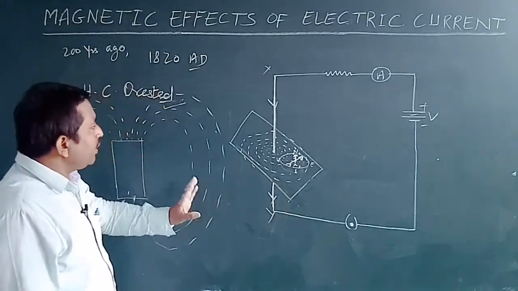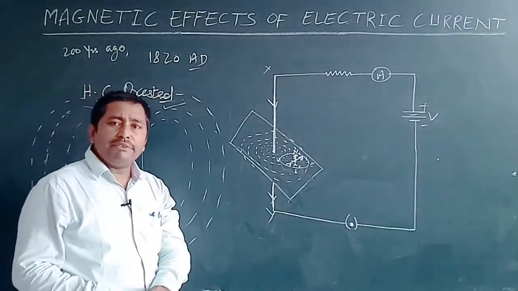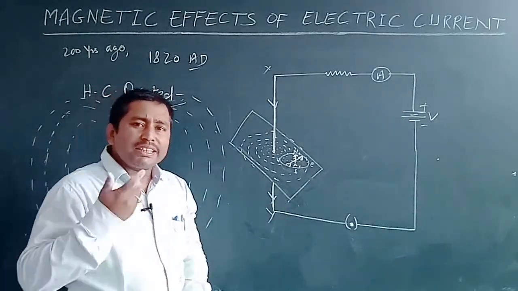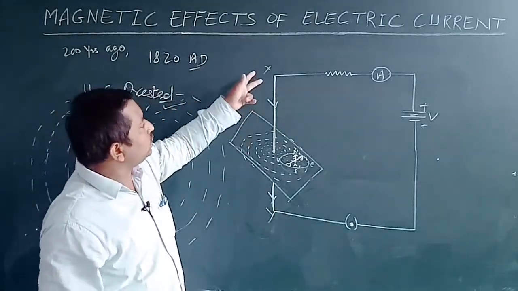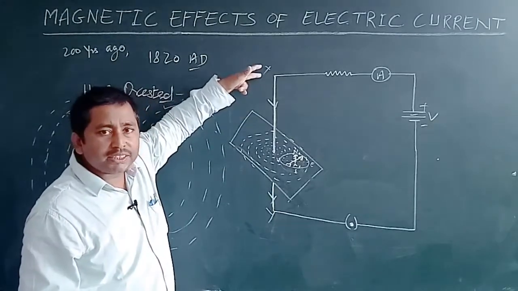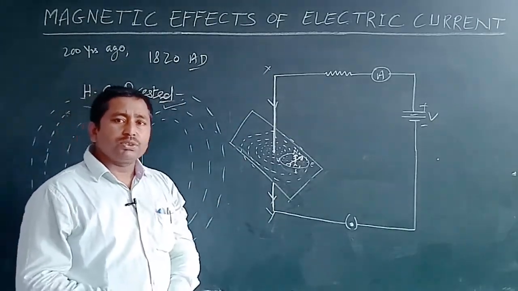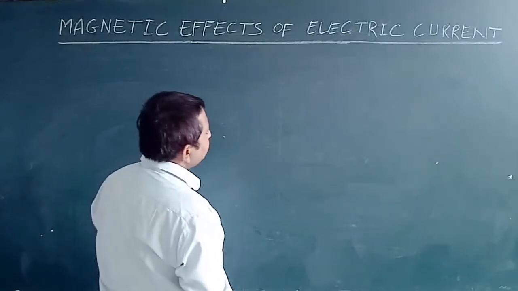Now let us perform some activity by which we want to know what will be the direction of the deflection in the magnetic needle when there is a current flowing through any conductor from one direction to another direction. Okay, so let us start our activity.